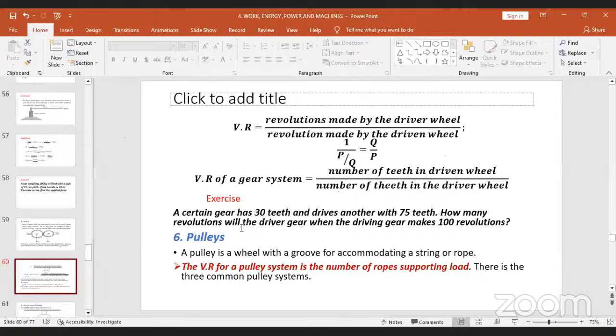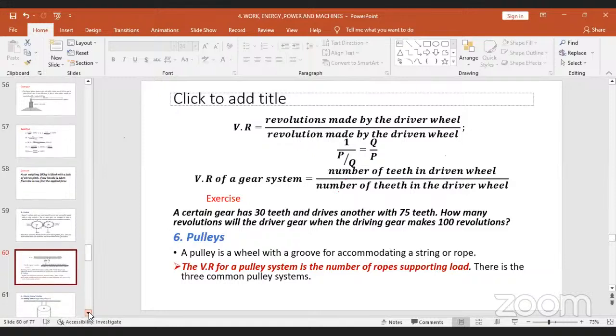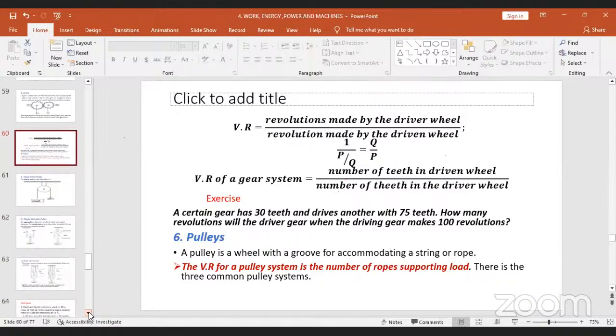I hope Mr. Owino will give me a few minutes. We might not be able to do examples. I want us to just cover a bit of the pulleys. A pulley is a wheel with a groove for accommodating a string or a rope.